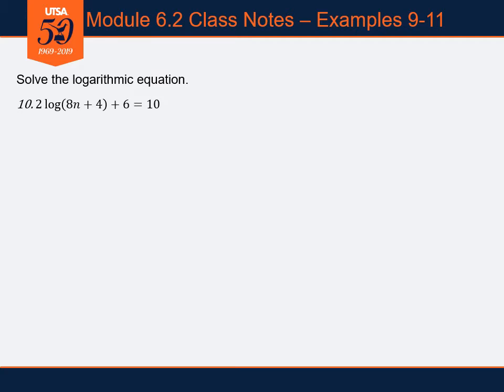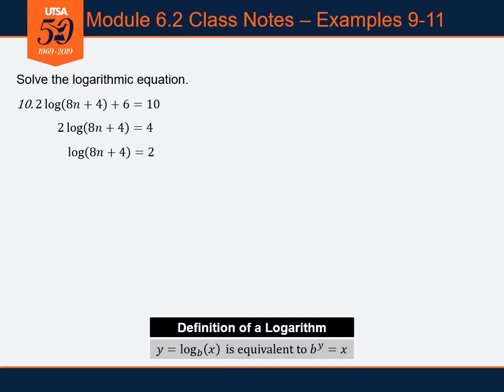I can subtract 6 on both sides. 6 from 10 leaves me with 4, so I've got 2 times log of 8n plus 4 equals 4. Again, there's a simple algebra step, divide both sides by 2. 4 divided by 2 is 2, so I've got log of 8n plus 4 equals 2. And now on the left-hand side, I'm stuck with the logarithm. But that's where the definition of a logarithm comes in.